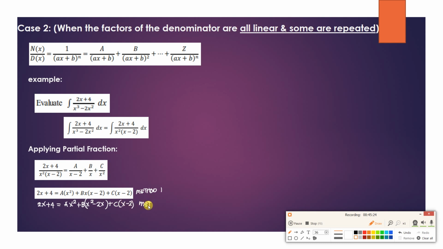Dinistribute natin yung x sa loob nung x minus 2. Pwede nyo rin paghiwalay-hiwalayin: bx squared minus 2bx plus cx minus 2c, na parang ganito. Hindi kayo sanay, pero pwede ganyan. Pwede rin yan, so it's up to you. Mamaya, check natin yan. Now, in solving for A, B, C, using partial fraction tayo, substitution method.